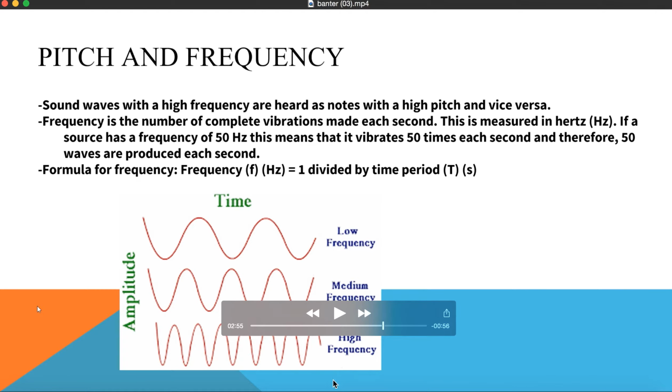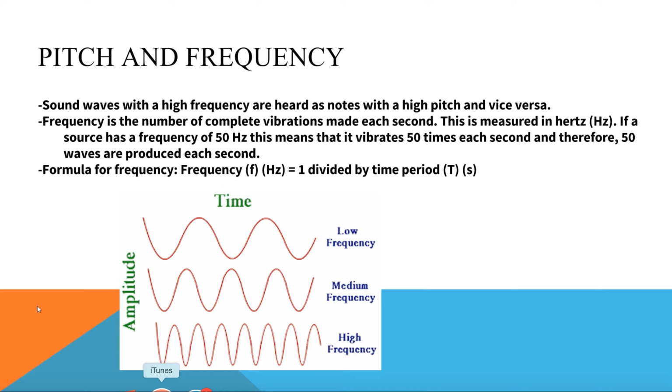So, pitch and frequency. Sound waves with a high frequency are heard as notes with a high pitch and vice versa. Frequency is the number of complete vibrations made each second. This is measured in hertz, Hz. If a source has a high frequency of 50 Hz, this means that it vibrates 50 times each second, and therefore 50 waves are produced each second.